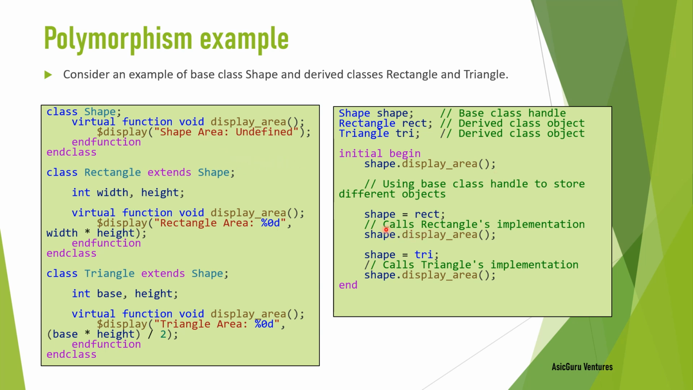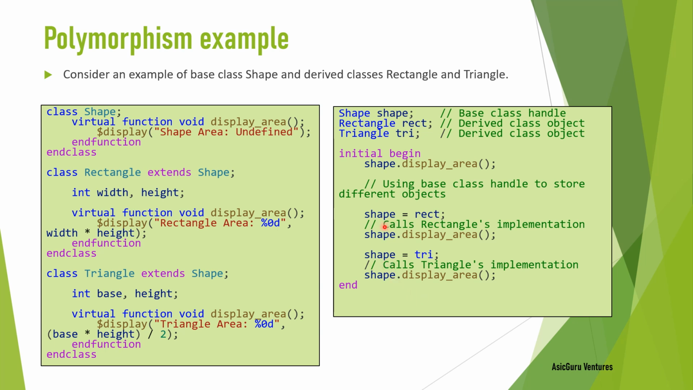Then we assign shape equals to rectangle. Now when we call shape.display area, it would call the rectangular version of the function. And later when we assign shape equals to triangle, the same function would now invoke the triangular version of the display area. So this is dynamic method dispatch, which means the decision of which method to call is made at runtime based on the object that this base class handle is pointing to.